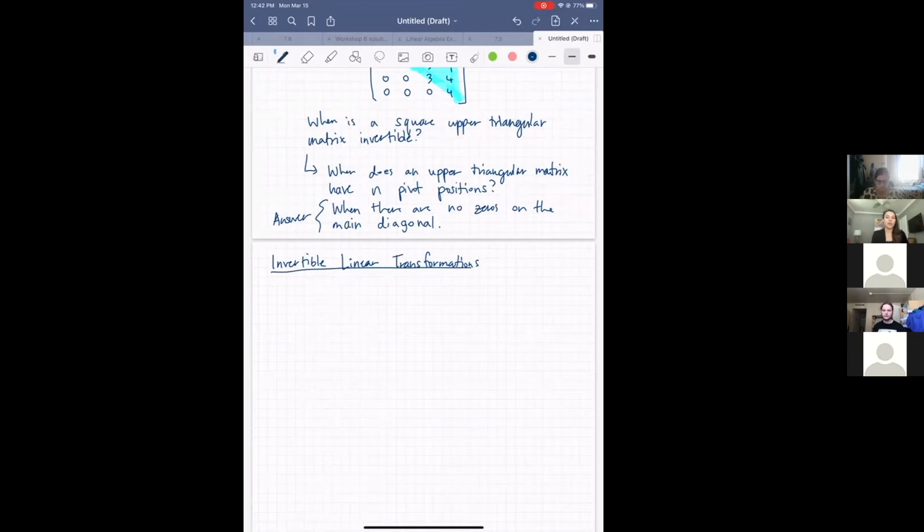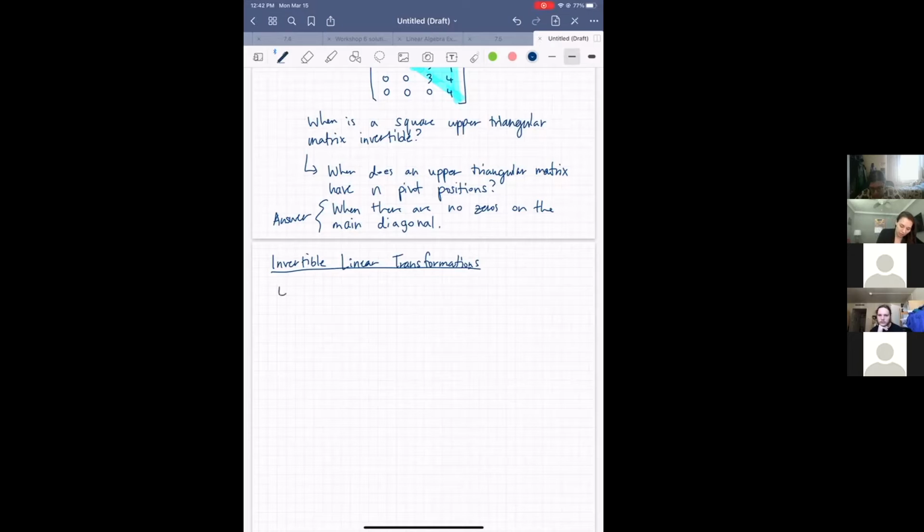Okay, so we're going to talk about invertible linear transformations. So this is invertible in the regular sense of functions, right? Meaning that it has an inverse. And just remember that there's this correspondence between linear transformations and matrices, right?